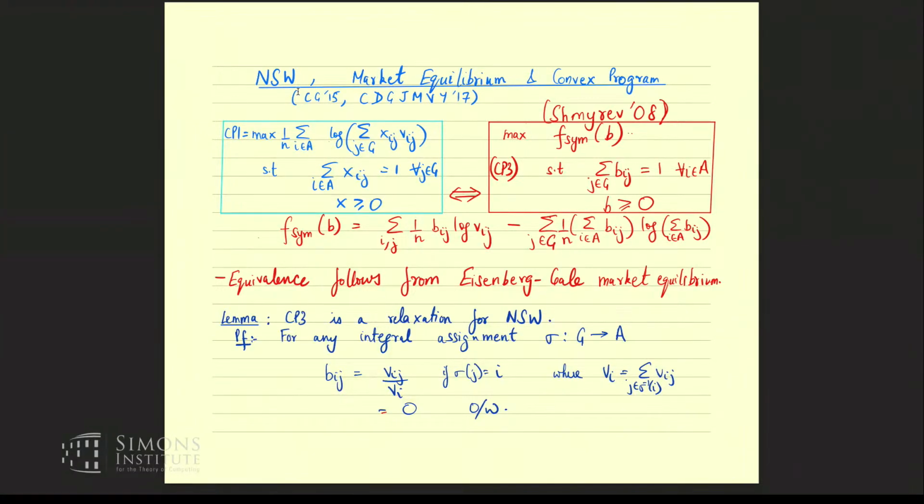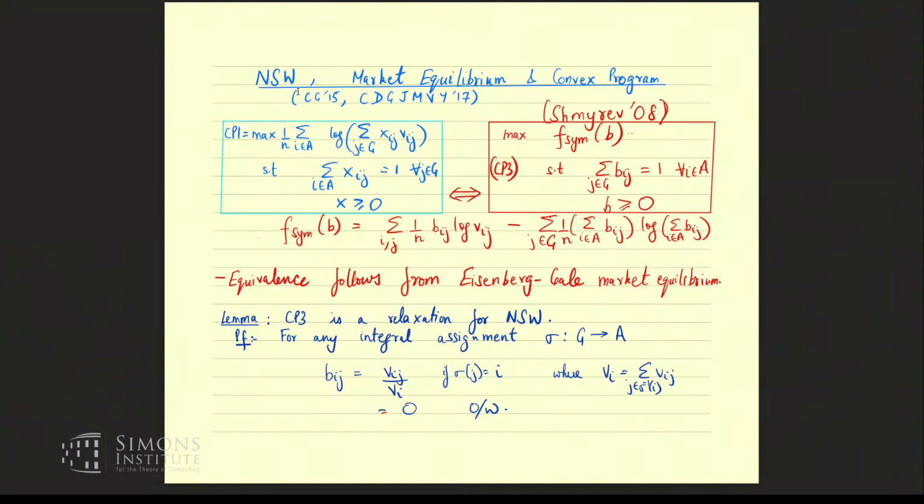For an integral assignment, the Bij that you set is 0 if you don't give item j to player i. Otherwise, you give it the fraction of value this player gets from this item, so Bij divided by Vi, where Vi is the sum of all the values that this player gets. So clearly, if I sum for any player all the values that he gets from all the items he's assigned, this will sum up to 1.